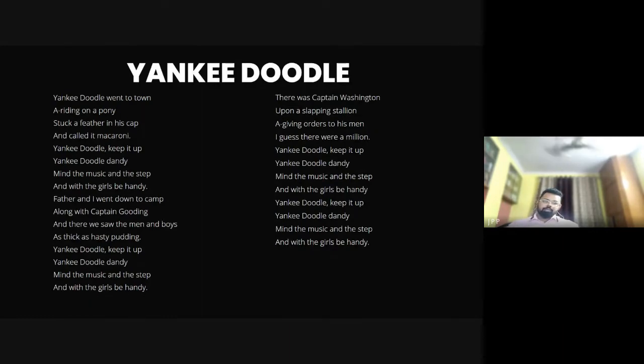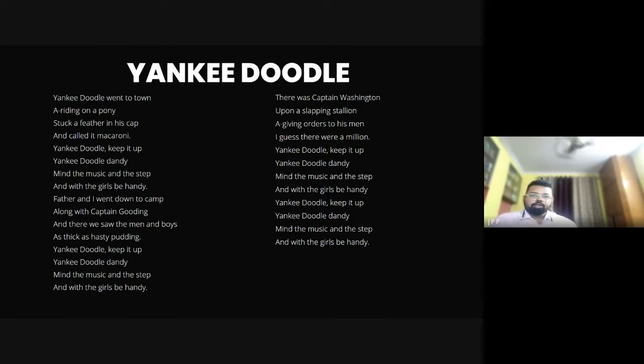From the very first stanza itself, several things are jumping out over here, isn't it? For instance, why is he riding a pony, or why is he called a Yankee Doodle? I mean, we all know that Americans are called Yankees, but what's the point of a Yankee Doodle? And in fact, why is he calling a feather in his cap a macaroni? Macaroni is, of course, a form of pasta, isn't it? So, out of the very first four lines, we see that several questions have jumped out right over here.